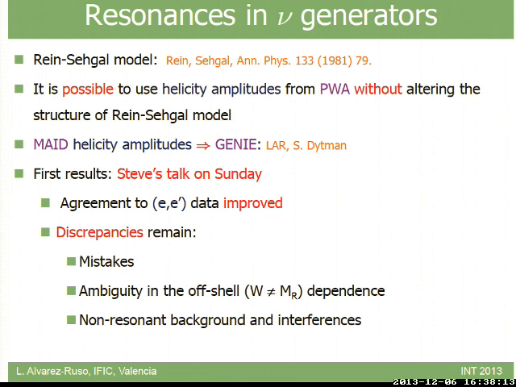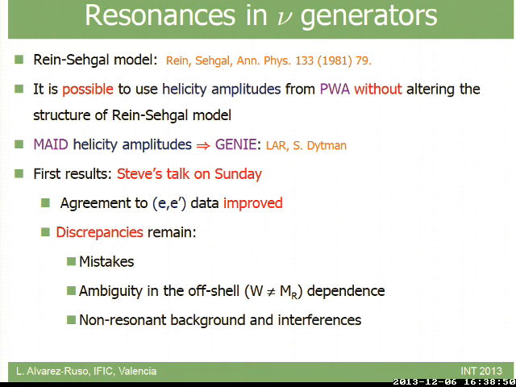Finally, another ingredient that could explain discrepancies is the fact that resonances are not the only thing that can be there. There is non-resonant background, and there are eventually interferences between this background and the resonances. So even if at some point you see that the data are overestimated, it could still be that there is some background, some destructive interference, and this brings it down to the data. In GENIE before, there was no interference between resonances, so this must be improved.